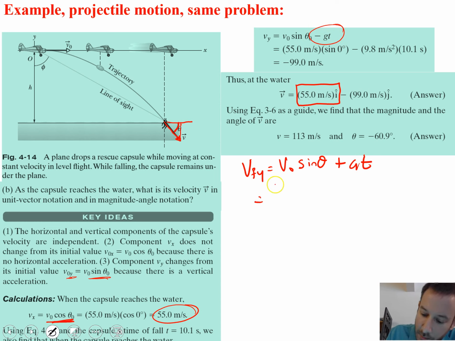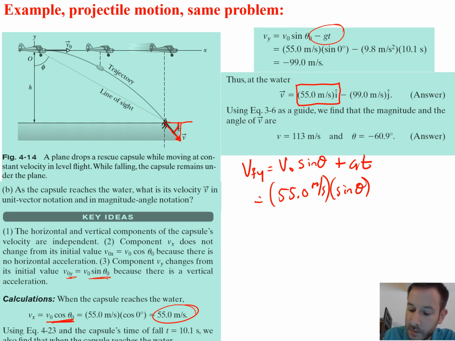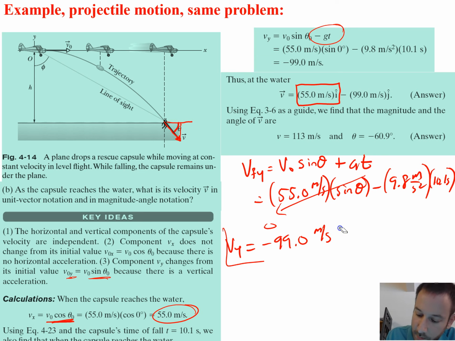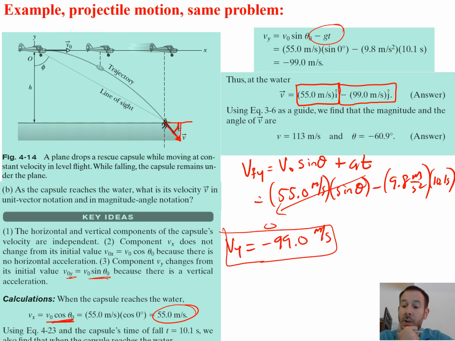All right, so this is going to be equal to our initial velocity times the sine of theta, which is going to be the sine of 0, so this whole term just goes to 0, minus 9.8 meters a second squared times the time, 10.1 seconds. So that's going to be equal to negative 99.0 meters a second. That's our velocity in the y direction. All right, and notice they put that here. You have a negative 99 meters a second with the j unit vector.